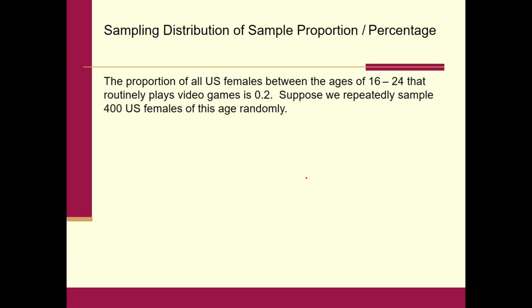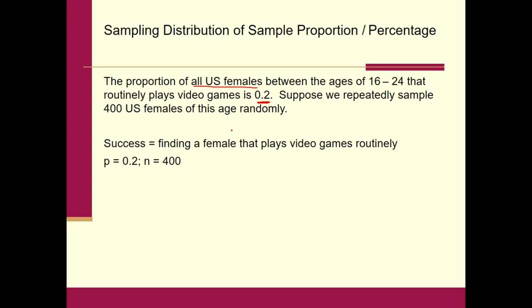Okay. So what did we just find out? The proportion of all U.S. females. What is that? That sounds like lowercase p, and that in value turns out to be 0.2. Oh, I skipped over this. I'm sorry. So what's a success here? It's finding a female that plays a video game routinely. And what proportion of the population routinely plays video games? With regards to this age group, it's 0.2. So 20% of the female population in this age group routinely plays video games.